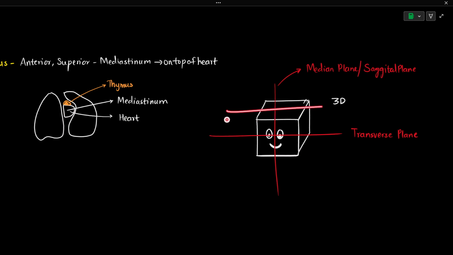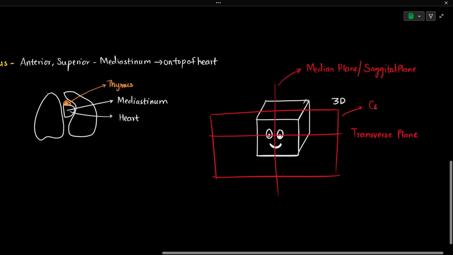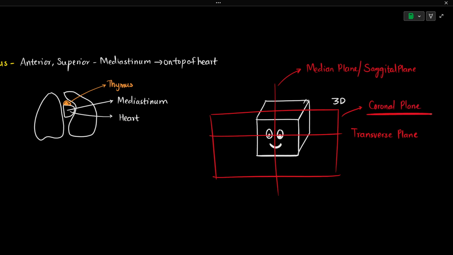Okay, so this one was the transverse plane, which was a horizontal plane like this, whereas this particular plane is a vertical plane. Let me just draw it here. It is a vertical plane. So this particular plane is known as the coronal plane. And this coronal plane is going to make two halves of this cube. One will be the anterior one, and this will be the posterior one.